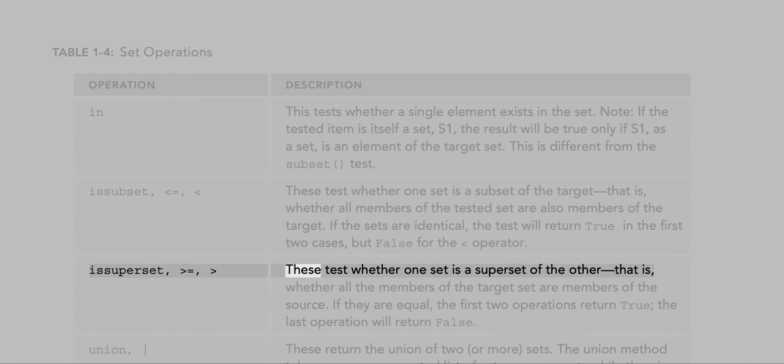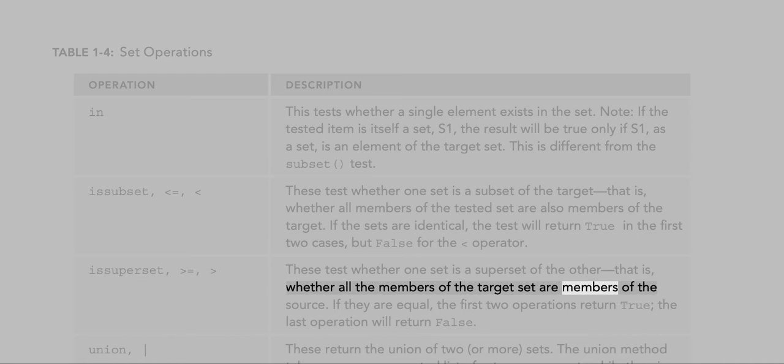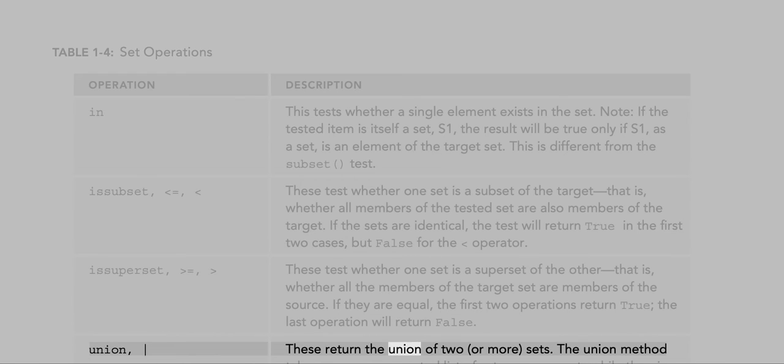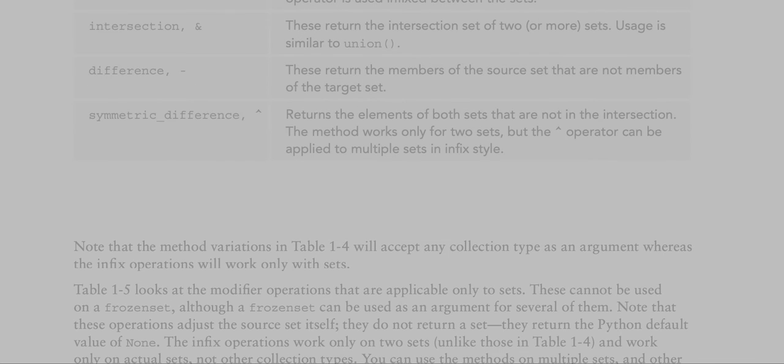issuperset, >=, >: these test whether one set is a superset of the other, that is, whether all the members of the target set are members of the source. If they are equal, the first two operations return true, the last operation will return false. union, |: these return the union of two or more sets. The union method takes a comma-separated list of sets as arguments, while the pipe operator is used in infix fashion between the sets. intersection, &: these return the intersection set of two or more sets.